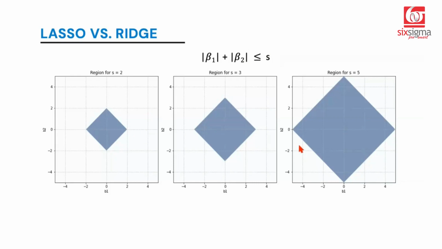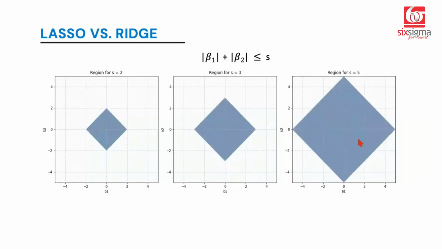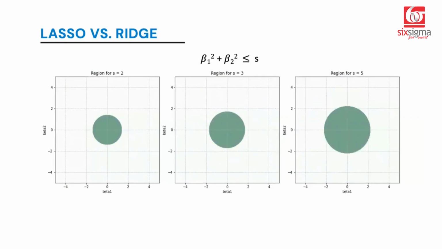Now, let's understand how this looks for ridge regression. In case of ridge regression, if you take the x-axis as one coefficient and the y-axis as the other coefficient, this looks more like x squared plus y squared is equal to a number, which is the equation of a circle. So as you increase the value of s, you can imagine the circle also grows bigger. So geometrically, Lasso looks like a diamond and ridge looks like a circle.